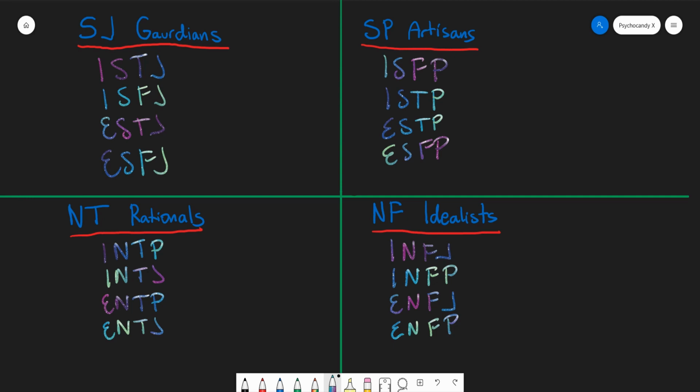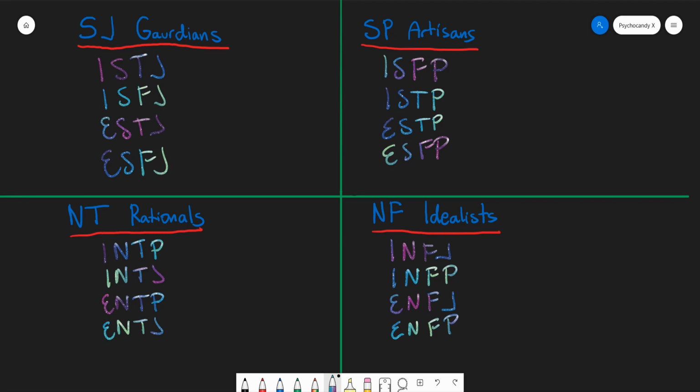And one of the main things that he did was he took Plato's concept of the four temperaments, so the guardians, the artisans, the rationals, and the idealists, and he applied it to the MBTI and its own terminology, thus producing the SJs, the SPs, the NTs, and the NFs.